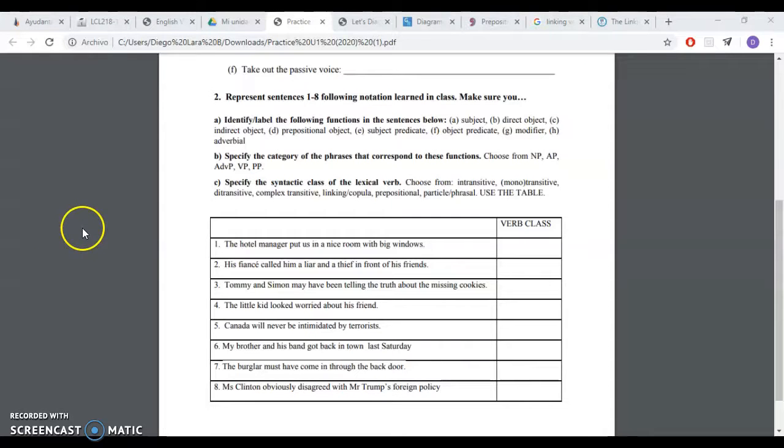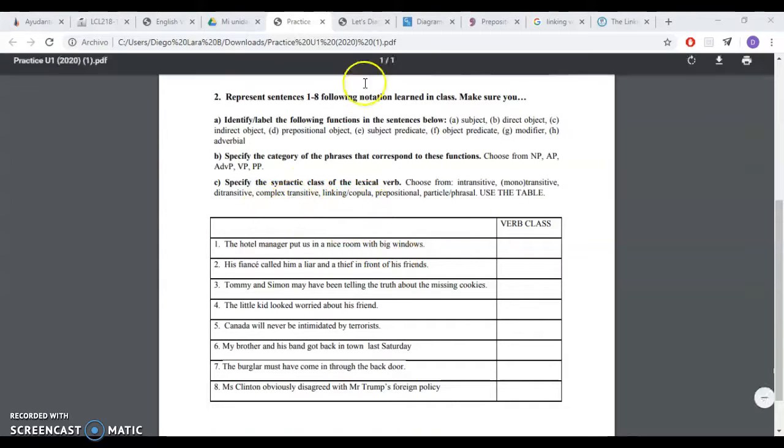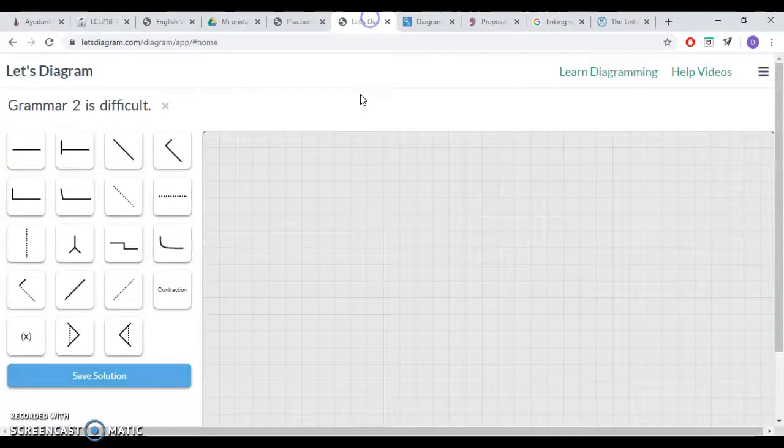Hello everyone, this is going to be part 3, the third video, in which we are going to go over the verbs that we left in the last video. Okay, complex transitive, linking, prepositional verbs, and phrasal verbs. I'm going to start with linking instead of complex because they are easier and they are going to help you understand complex transitive verbs.